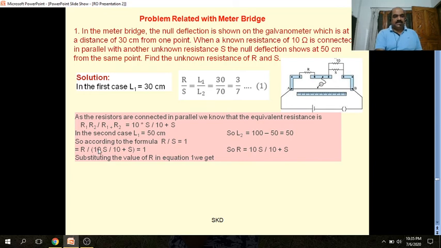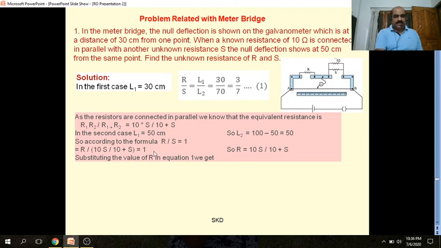S means R by S is 1. So R upon S, S means the equivalent resistance, and 10 into S upon 10 plus S here. So it is equal to 1. Why? Because L1 is 50, L2 is also 50, so their ratio is 1. Okay, so here we apply the formula. S means the equivalent resistance.